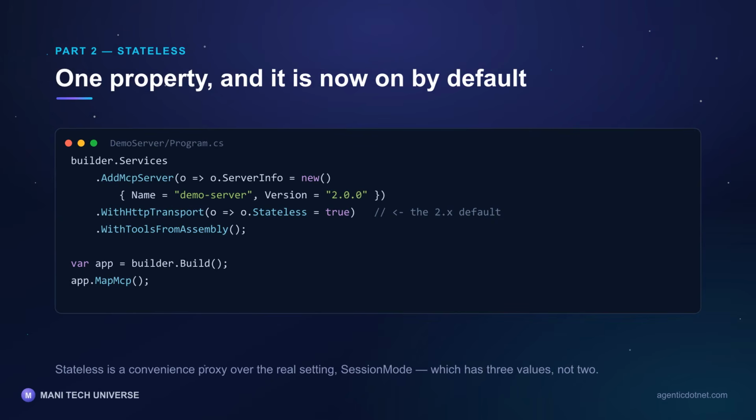Let's make that concrete. This is the entire server. Add MCP server, add the HTTP transport, pull the tools in from the assembly, map it, run it. The line that matters is stateless equals true. In version 1, the HTTP server held a session for every connected client. In version 2, stateless is the default. You did not ask for it, and you may not have noticed it, but your server no longer remembers anybody between requests. Keep an eye on that property though, because it is a convenience wrapper over a richer setting, and the difference between them will bite you.